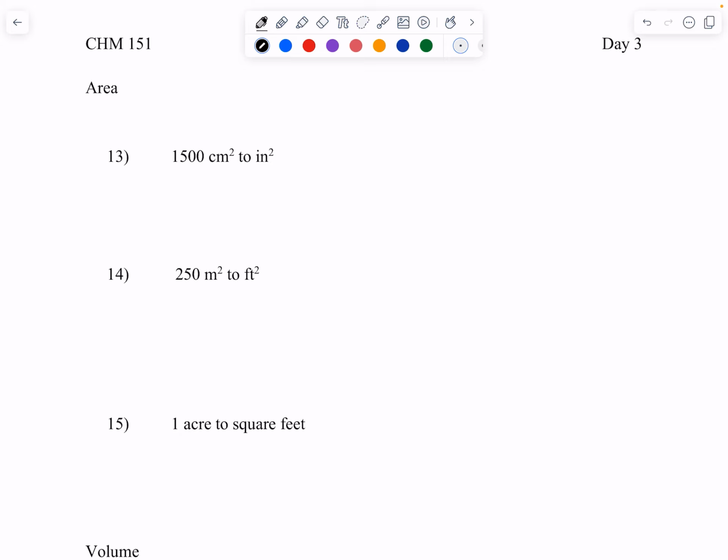1,500 square centimeters to square inches. All right, so 1,500 centimeters squared. And we're going to do it this way first. So a square centimeter, right? Centimeters times centimeters, inches times inches, right? And it is 2.54 centimeters by 2.54 centimeters by an inch times an inch. All right, so the 2.54 has to be squared on the bottom.